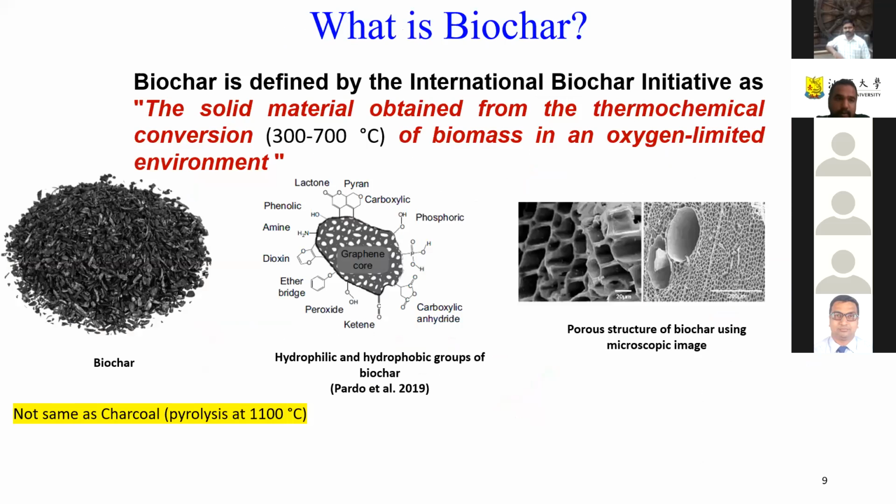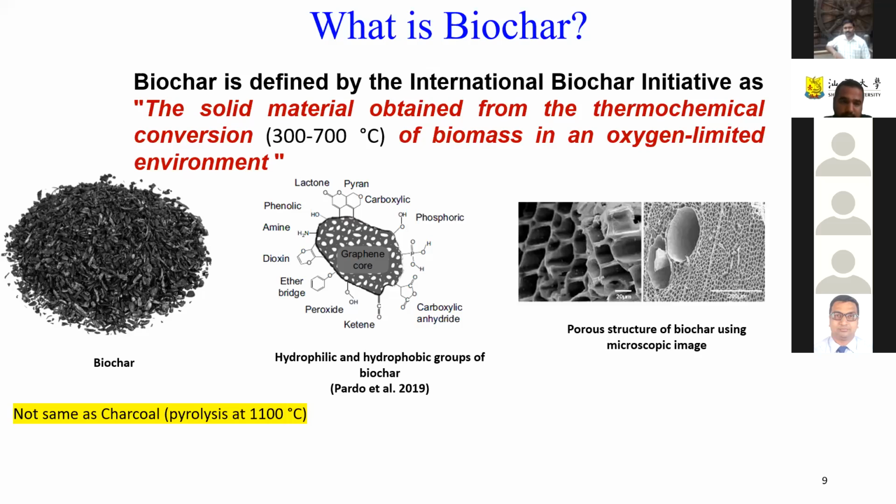And how does biochar look? On the left side, if you see, it looks like charcoal, but it's not charcoal. The scientific definition is that it's a material obtained from thermochemical conversion in a limited oxygen environment. So the limited oxygen environment is very important. And chemically, it looks like the picture in the middle. It has a porous structure, like you can see those white pores in the middle. It also has functional groups on the surface. These functional groups can be hydrophilic and hydrophobic. And the activity of this biochar depends on the porosity and the activity of the functional groups.